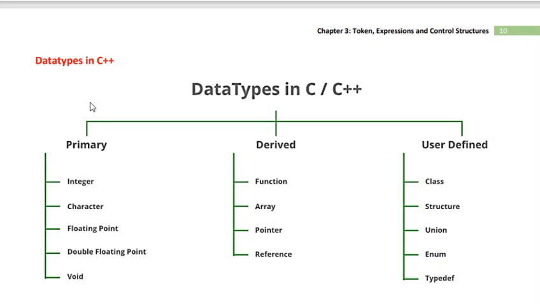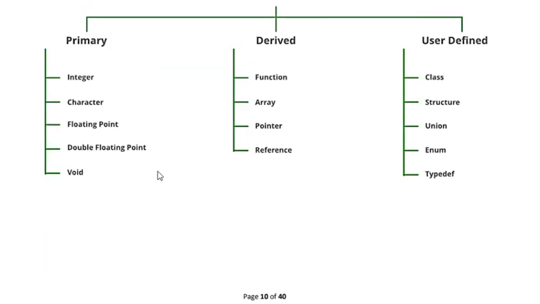So in today's class, we are going to discuss data types in C++. The data types in C++ are basically categorized into three different categories. The names are primary category, derived category, and user-defined category. In primary data type, we have integer, character, floating point, and void. In case of derived category, we have arrays, functions, pointers, and reference. In case of user-defined category, we have class, structure, union, enumeration, and type definition. So these are the three different categories in which the data types in C++ are categorized.